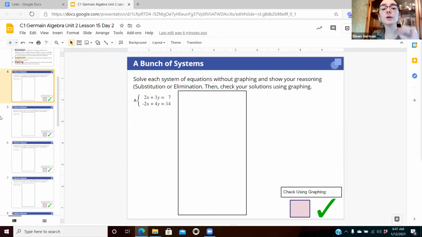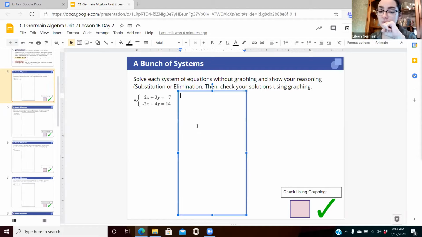You have two options here. First of all, you can do them in the box, which I personally like, or you can do them on a piece of paper and insert your work. That's how I did them, and that's how I'm going to show you my work. Then after you do each one, you're going to check it using graphing.